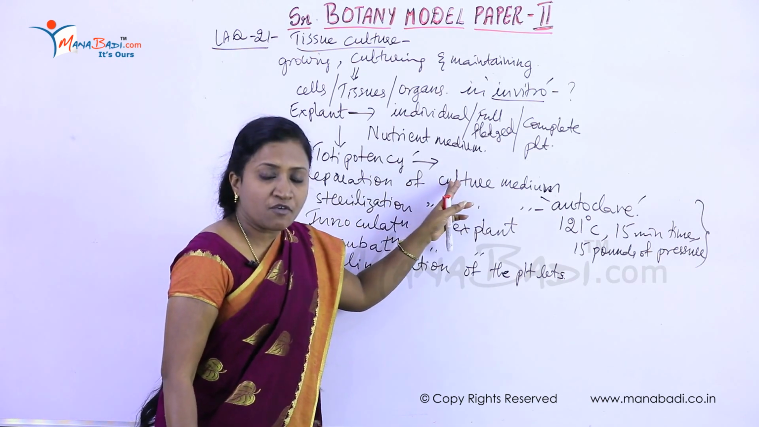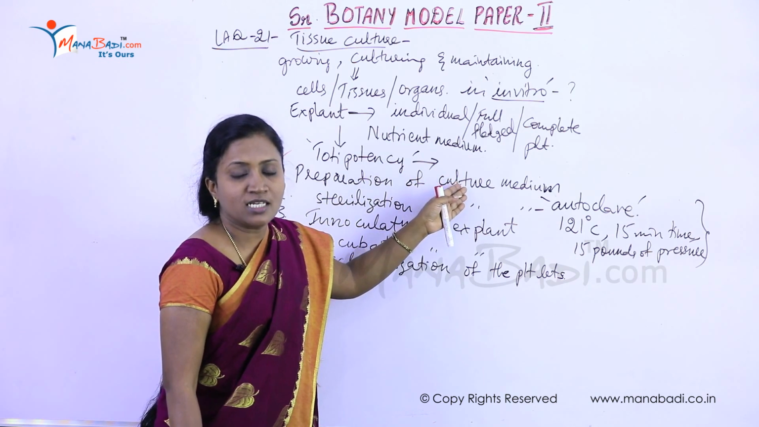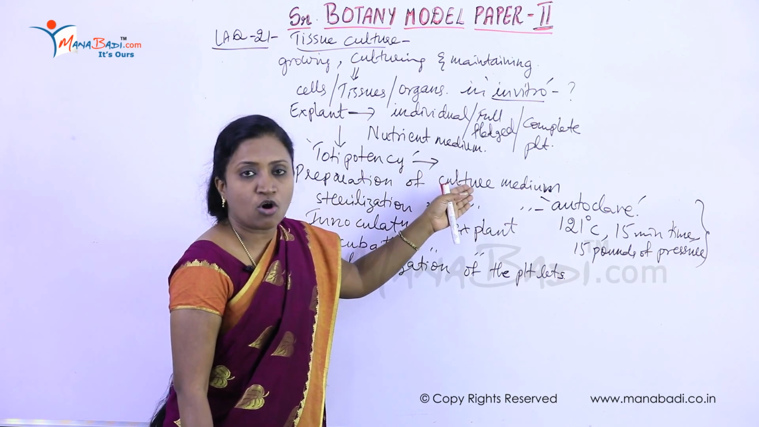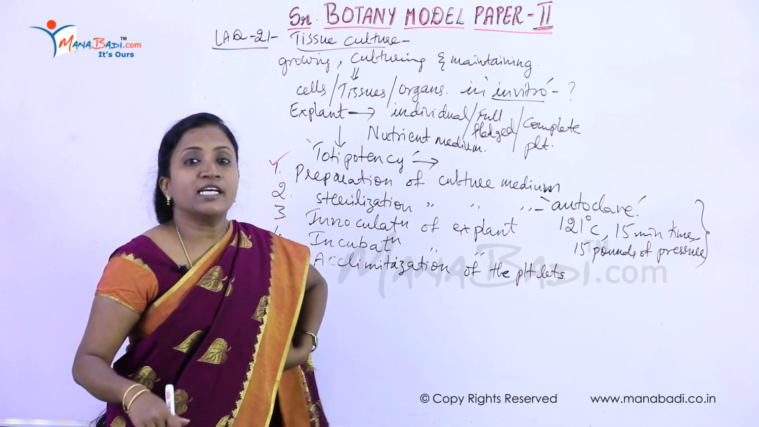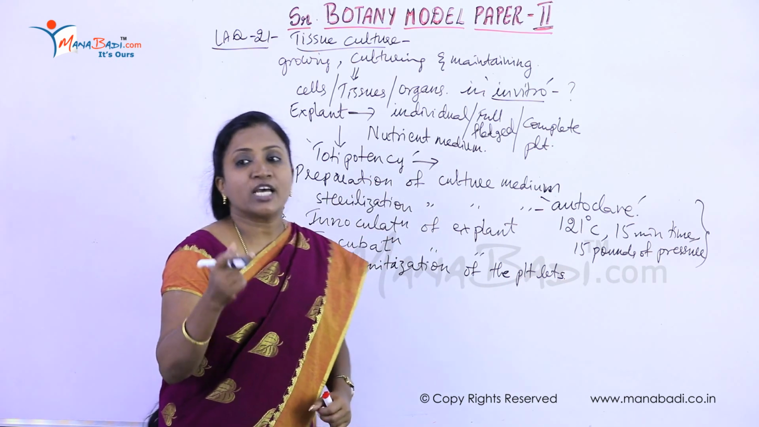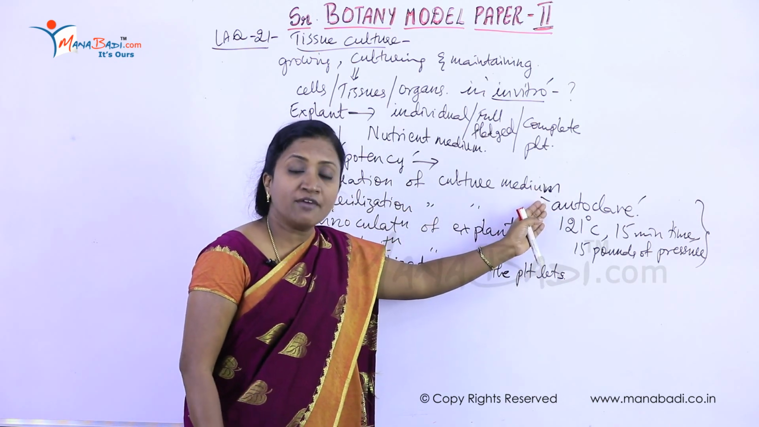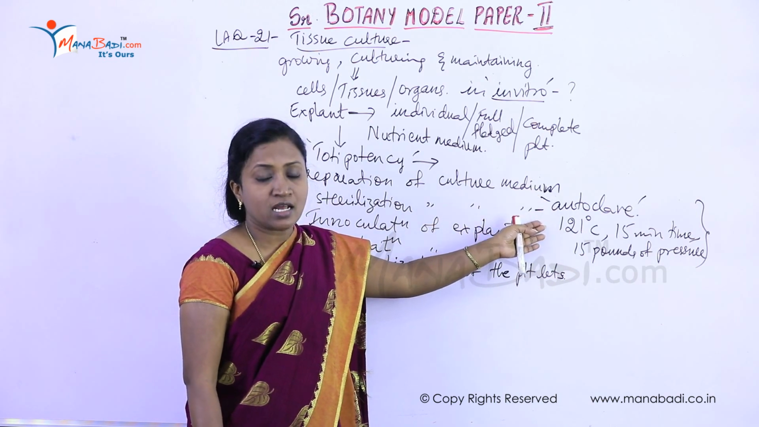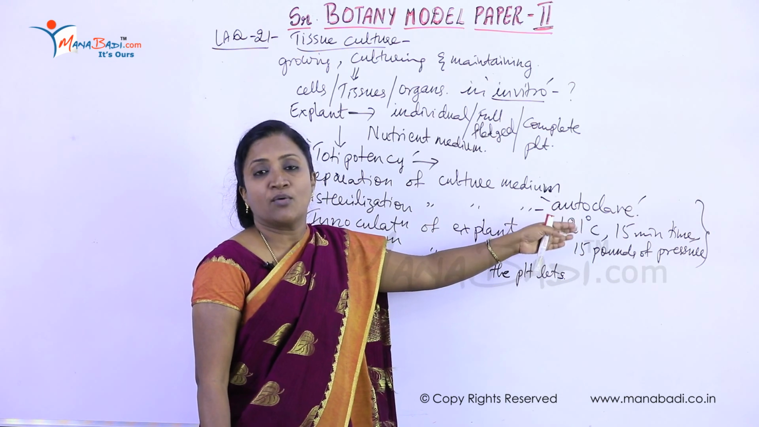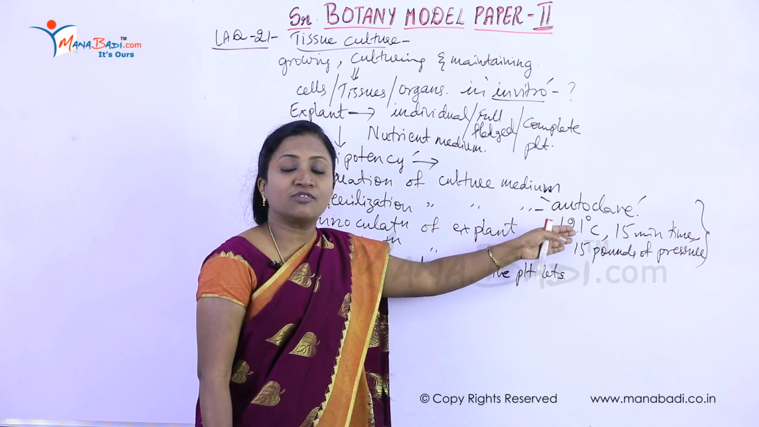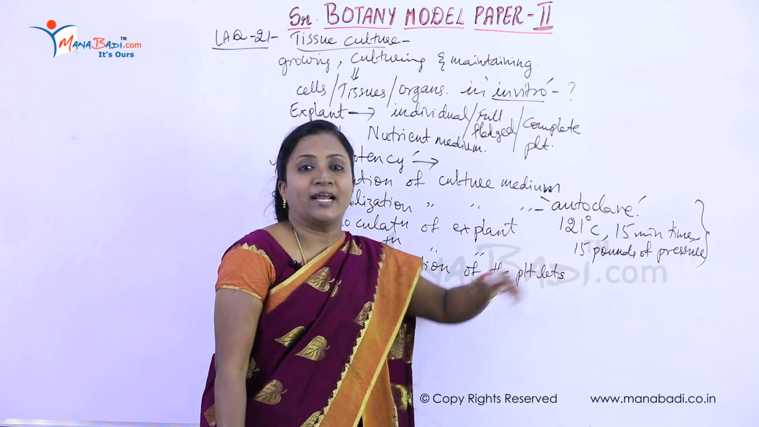So, at first we have prepared the culture medium, which consists of all the carbon sources, the vitamins, growth hormones, amino acids and sugars. As it is rich in nutrients, it has to be sterilized. Sterilization is carried out in an autoclave. An autoclave is a steam sterilizer in which the temperature is maintained at 121 degrees centigrade, sterilized for about 15 minutes at 15 pounds of pressure.